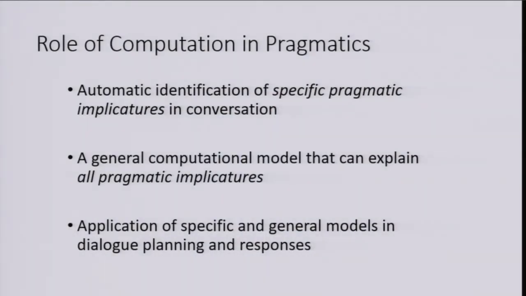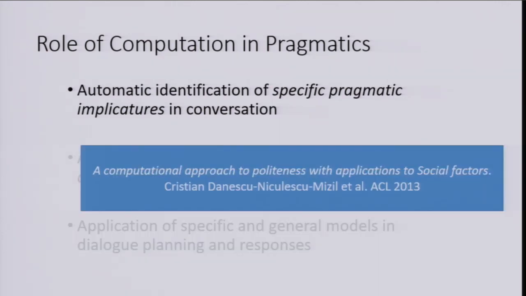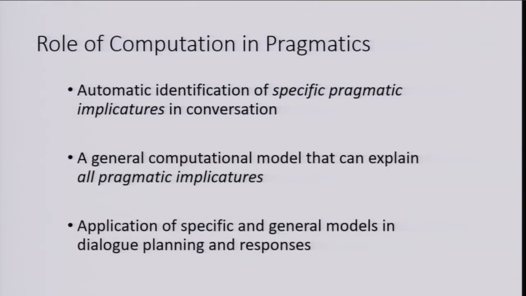So the question is, can we come up with a very generic computational model of pragmatics which can give rise to all sorts of implicature? This is also another very interesting thing. In this talk, I'm just going to give a brief example of this, again from politeness, because Ritesh talked about it a bit, so you already know the theory. And then I will spend some time talking about this. This is very new stuff and actually very interesting. I think it holds a lot of promise.